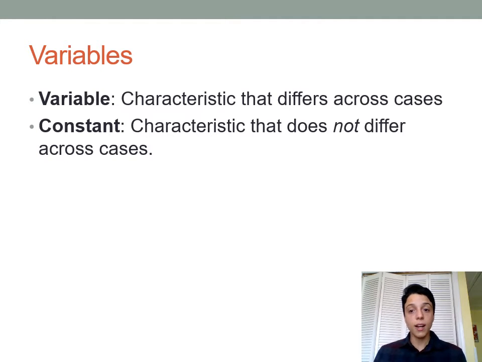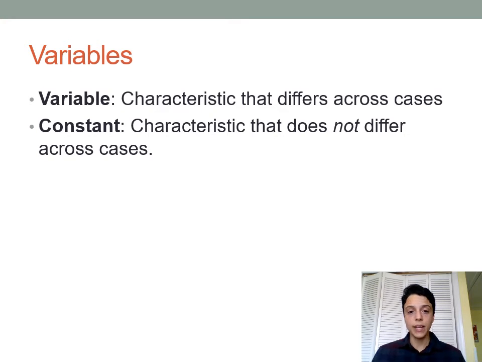So when we think about constants in the examples that we just had, in a police-citizen encounter, for example, one constant is that each of them is going to involve a police officer. So every police-citizen encounter that you have is going to involve a police officer. So that's a characteristic about the encounter that would not differ across cases in your sample.